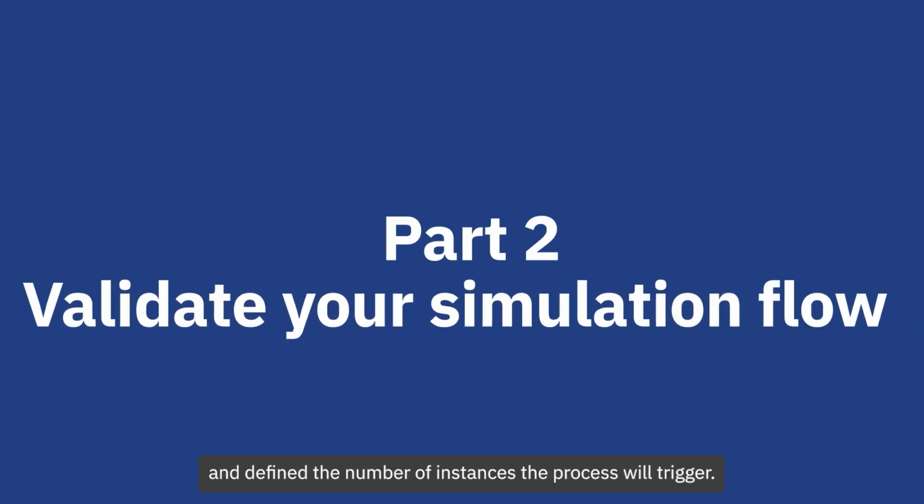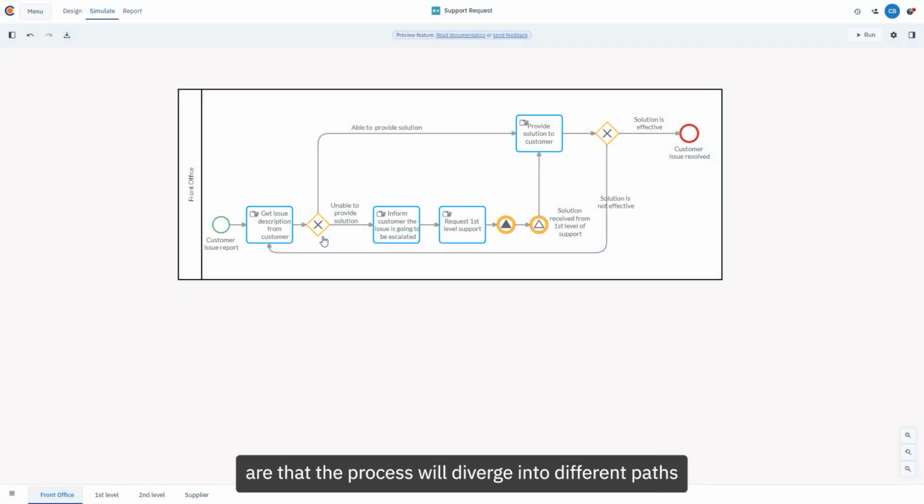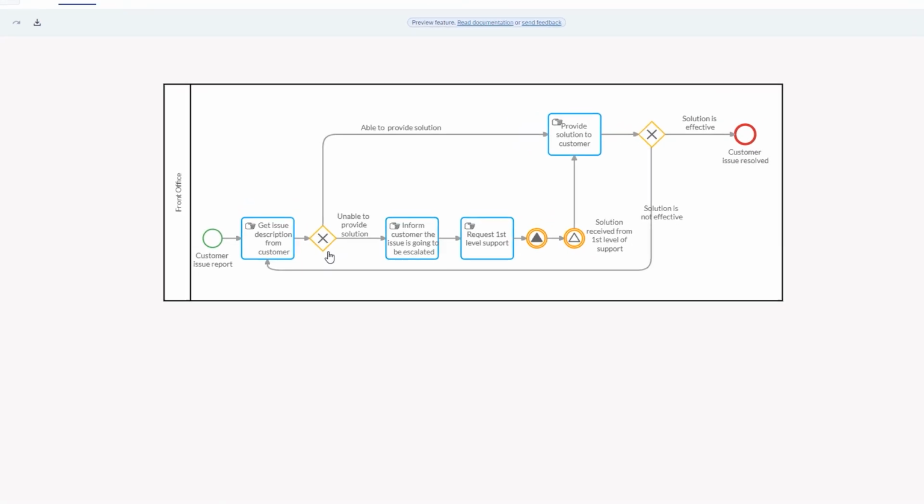In part 1 of this two-part tutorial, we looked at start events and defined the number of instances the process will trigger. Today, we'll be defining what the probabilities are that the process will diverge into different paths by setting the combined values for each sequence flow.